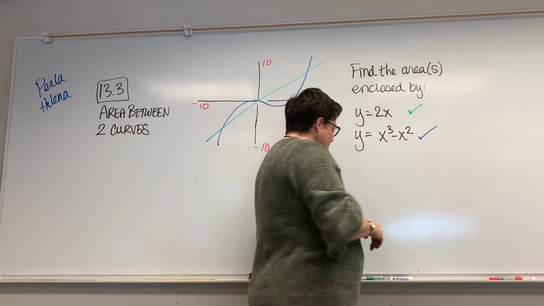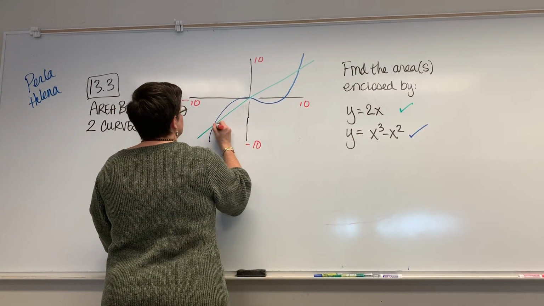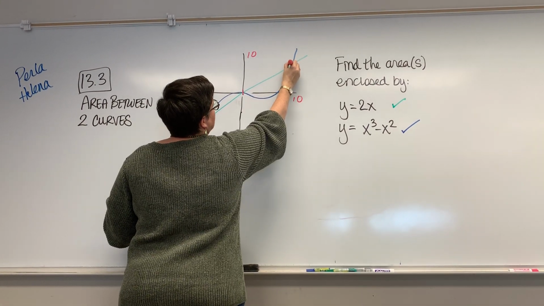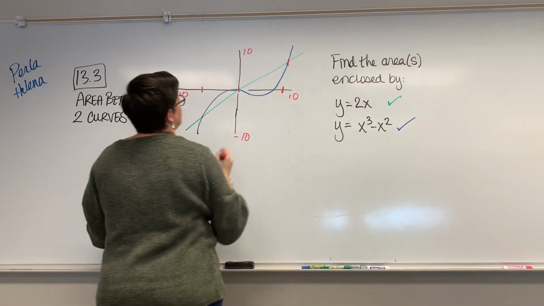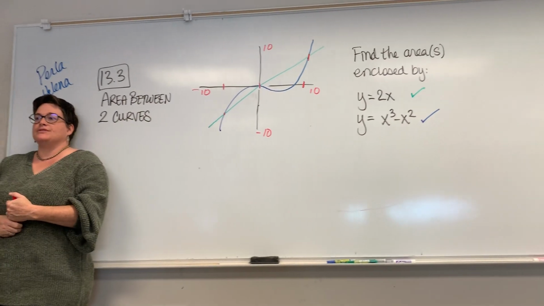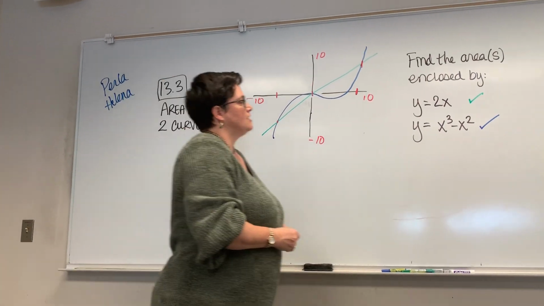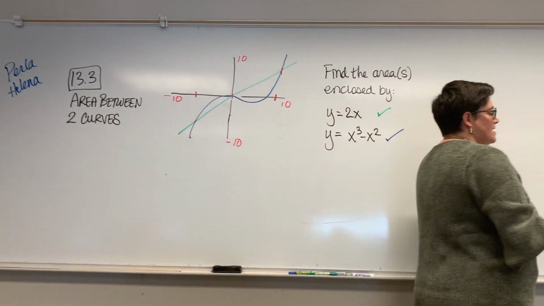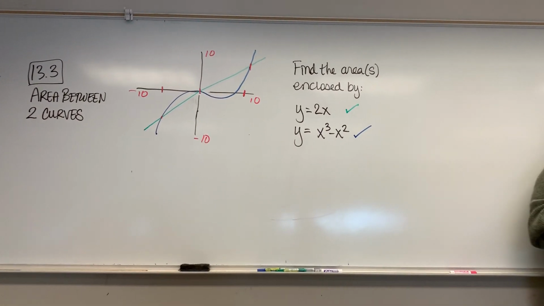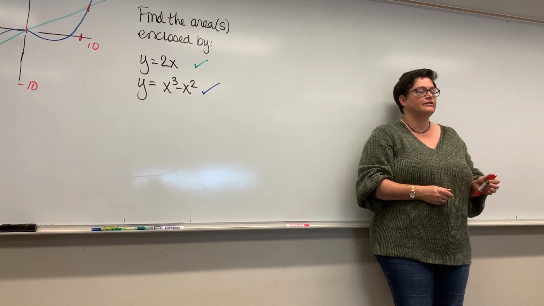So now, how do you find the intersect points? We need this x value right here. We need this x value right here, and we need this x value right here. So how do you find those? Grab your calculators and go to second trace, which is calculate. When you get into second trace, arrow down to intersect and hit enter.